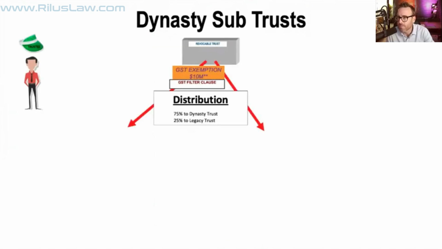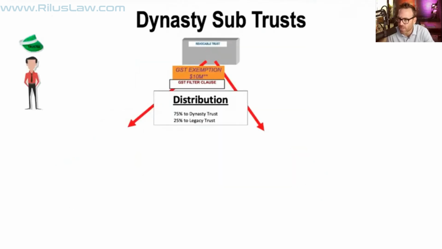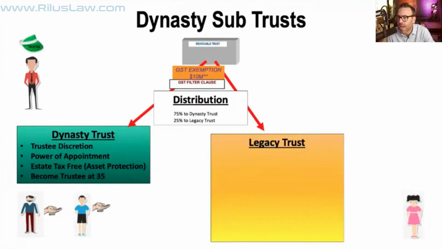Here's another option. This one says 75% to a dynasty trust and 25% to what I'm calling a legacy trust. The dynasty trust is what we just saw, and here's what I'm calling a legacy trust. This is a common request that I get: they want to set aside a sum of money to be used by grandchildren that aren't even born yet. This client's children were all minors, so there were no grandchildren in the picture yet, but he wanted to create a plan where there's money set aside that could be used for grandchildren.